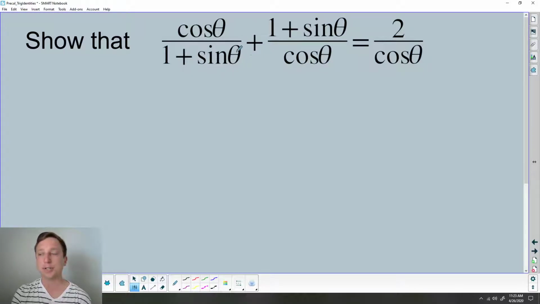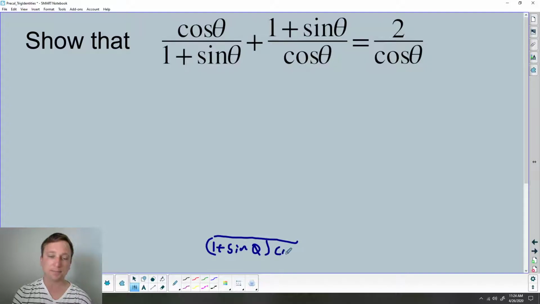So what I'm going to do is multiply these. I'm going to multiply the left side by cosine theta over cosine theta to get that cosine theta introduced in the denominator. And I'm going to multiply the right side by 1 plus sine theta over 1 plus sine theta to introduce that 1 plus sine theta. So ultimately, I want my denominator to be 1 plus sine theta multiplied by cosine theta. To do that, I need to introduce some values into each of these.